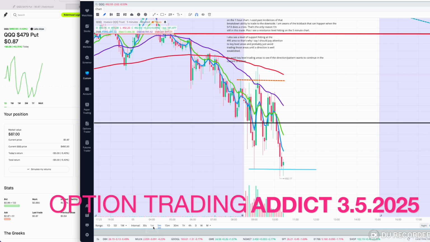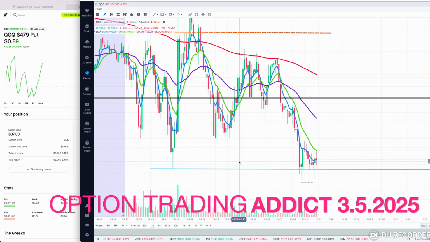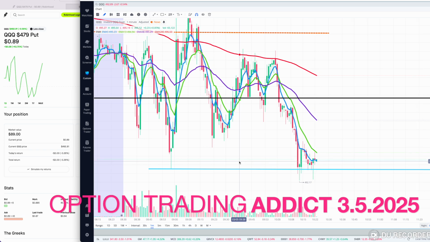Let's see the 1 minute chart. Just doesn't want to act right today. Getting a little push towards the 5 EMA on the 1 minute chart. That is not very encouraging. This is tedious. Very tedious.